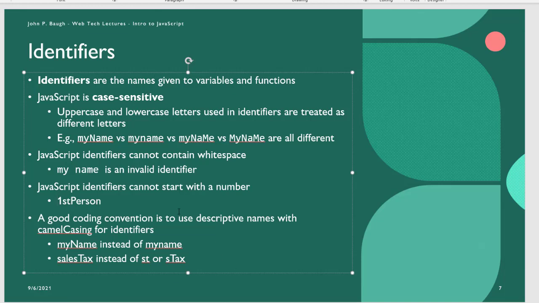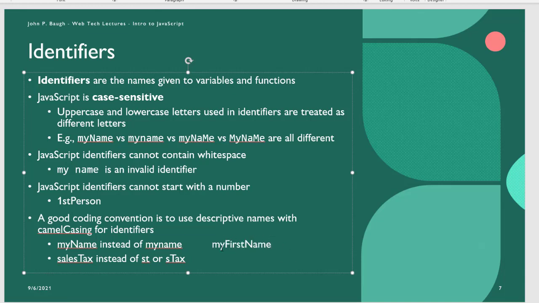A good coding convention to use, although it's not required like the other things are, is to use descriptive names with camel casing for identifiers. If you're not familiar with camel casing, it basically means that you start with a lowercase letter, like the m in my, and then every time you come across a new word or partial word, it would be like the hump of a camel, right? So it's myName, right? Instead of myname. Okay, could it be my first name? Then it'd be myFirstName.